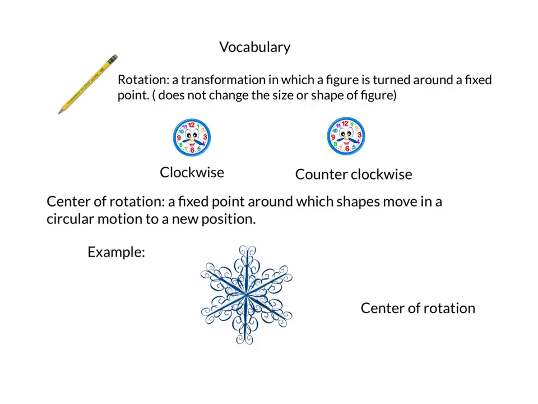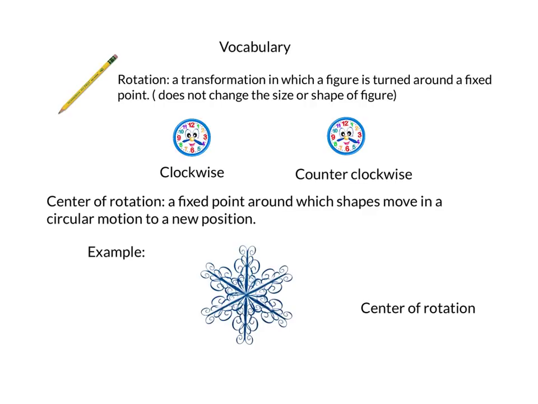There's 2 different ways that we can turn a figure. We can turn clockwise, starting at the very top and moving to the right, all the way around in a circle, or counterclockwise, starting at the very top and moving to the left, all the way around in a circle, 360 degrees.